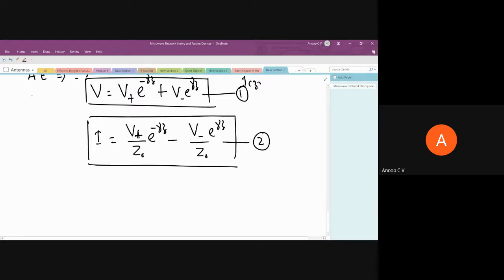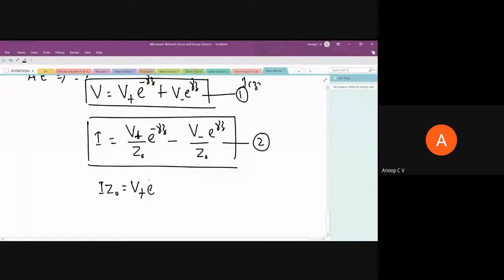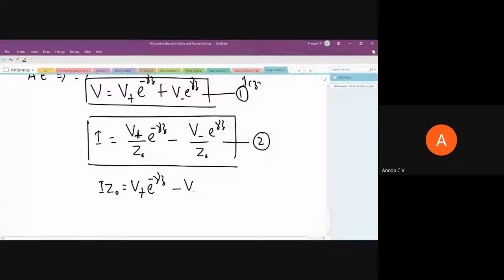Okay. So from this 1 and 2, if I need to know what is V plus e power minus gamma z, or else this 2, I'll slightly rephrase. I can write I z naught is equal to V plus e power minus gamma z minus V minus e power gamma z. So this is my 2.